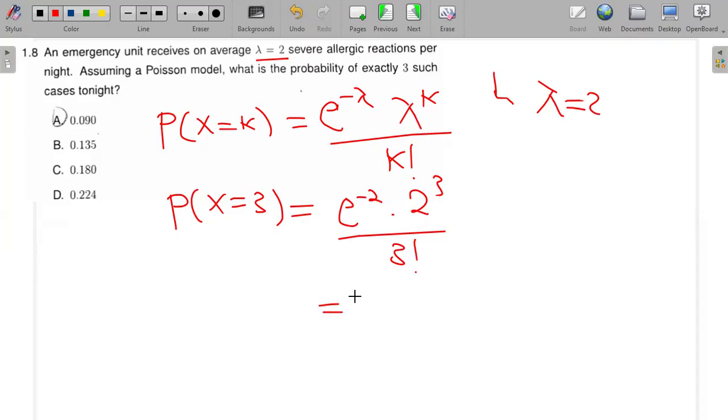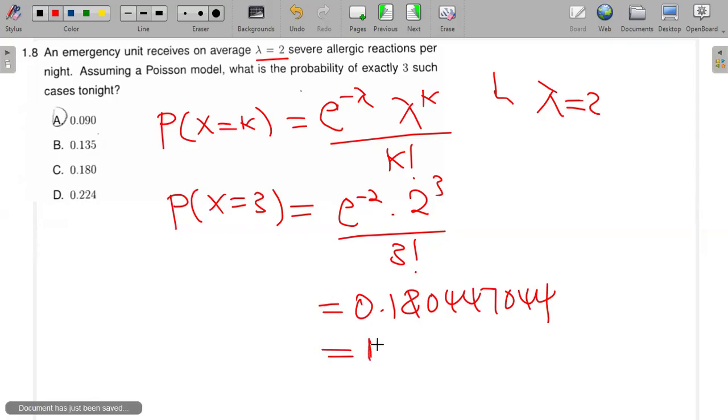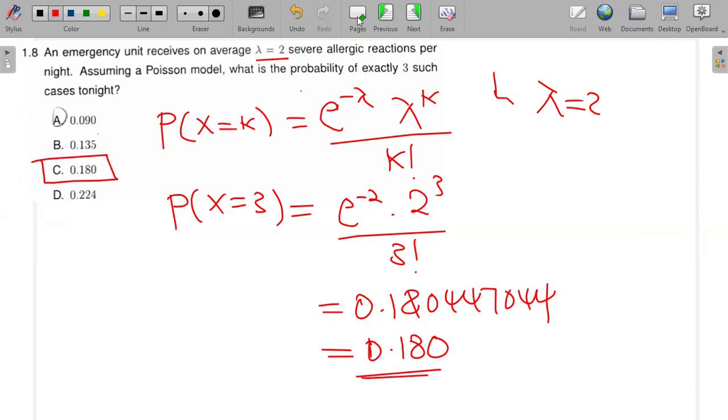So you can put that into the calculator. I have e to the power minus 2 multiplied by 2 to the power 3 divided by 3 factorial. My calculator says 0.180447044. So just round it off to 3 significant figures. It will be 0.180. So we come here and choose C as our best answer.